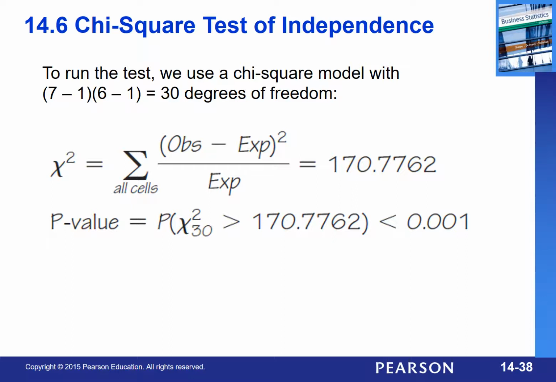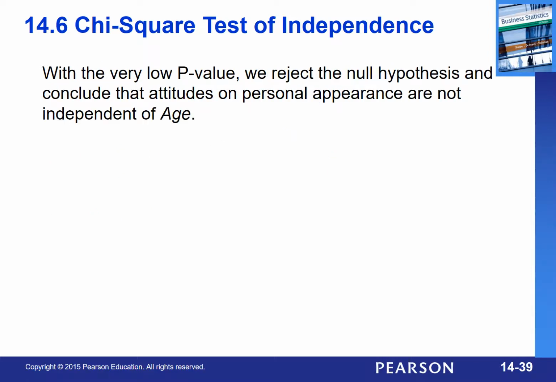Big chi-square means there's a big difference. There's clearly a difference here. Up above, I noted that your degrees of freedom is 30, so it's a big chi-square, but it's also a big degrees of freedom, so it's spread out a little bit more. The p-value for this comes out very, very tiny. So what do we conclude? With a low p-value, we're going to reject the null. It appears that attitudes on personal appearance are not independent of age. It appears these two are related, or associated.